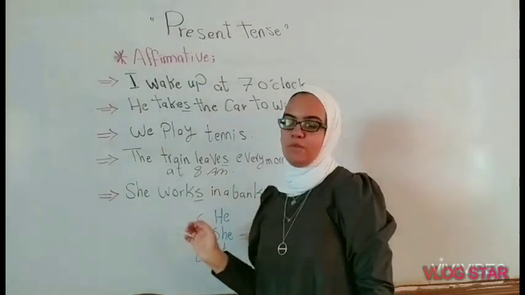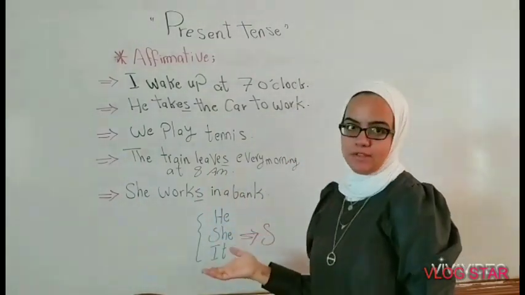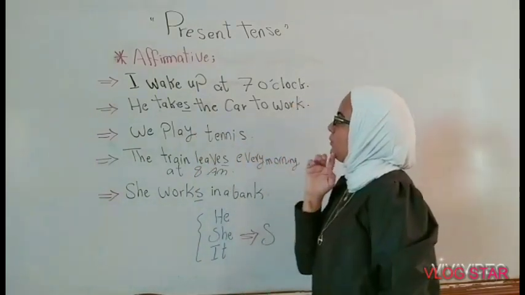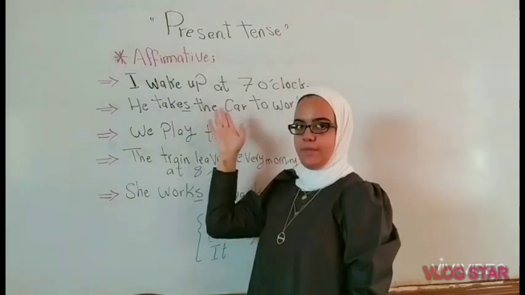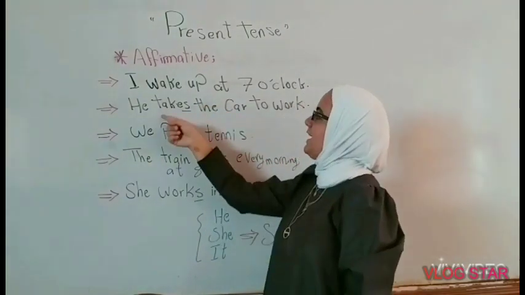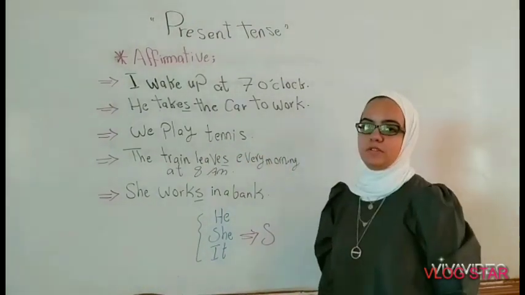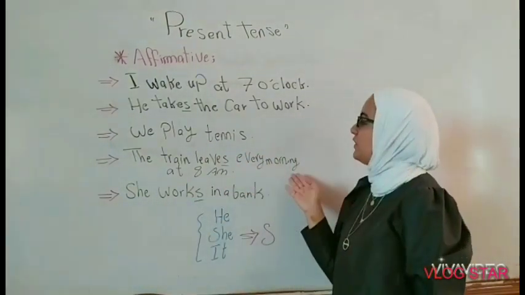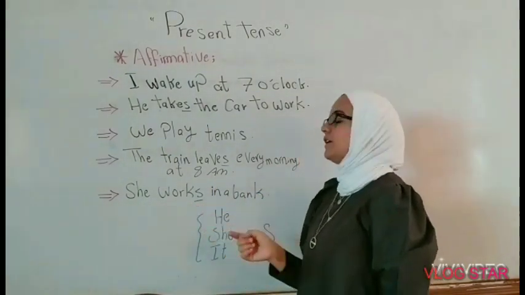Let's start with the affirmative, which is the positive form of the present tense. The first example we have here: I wake up at 7 o'clock. He takes the car to work. We play tennis. The train leaves every morning at 8 a.m. and she works in a bank.